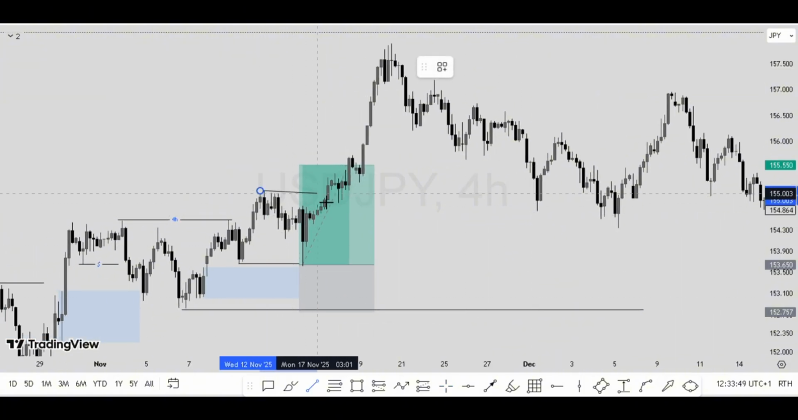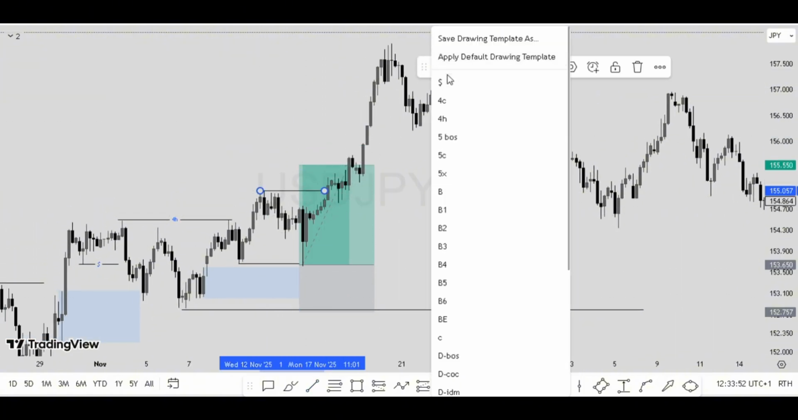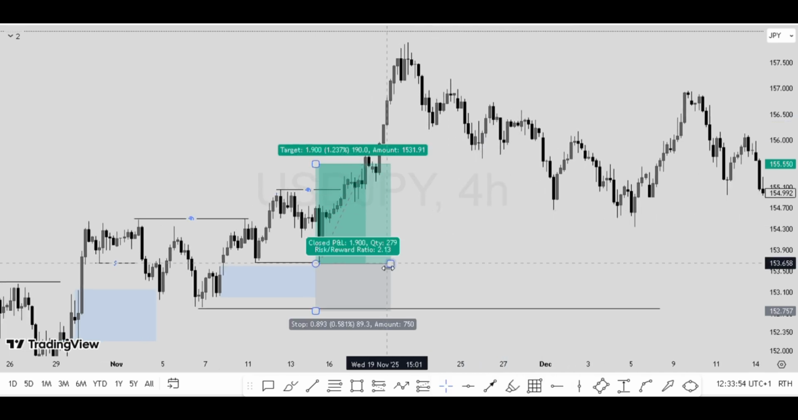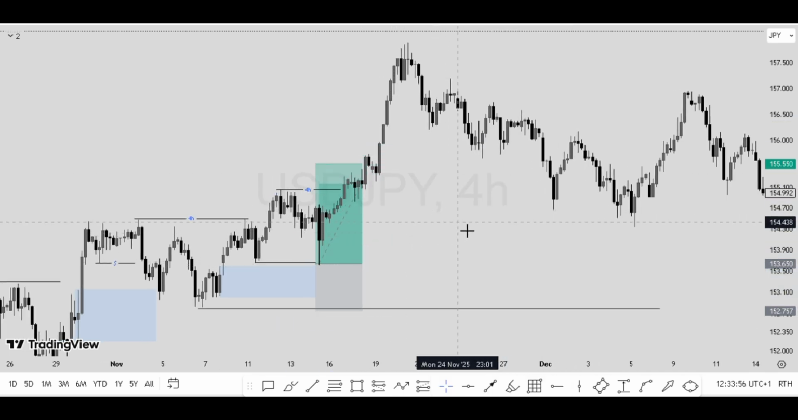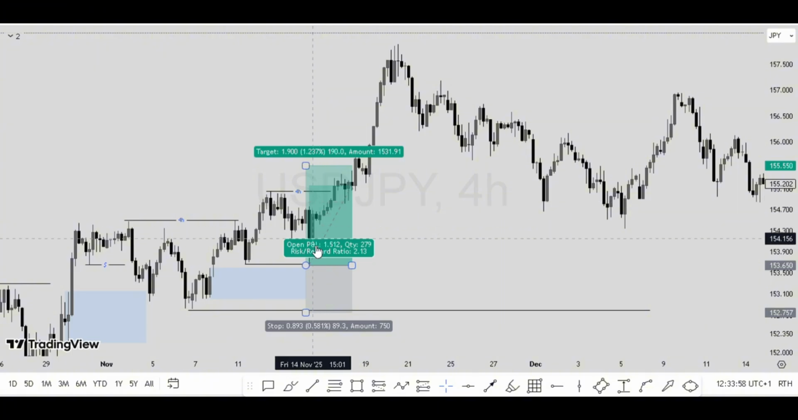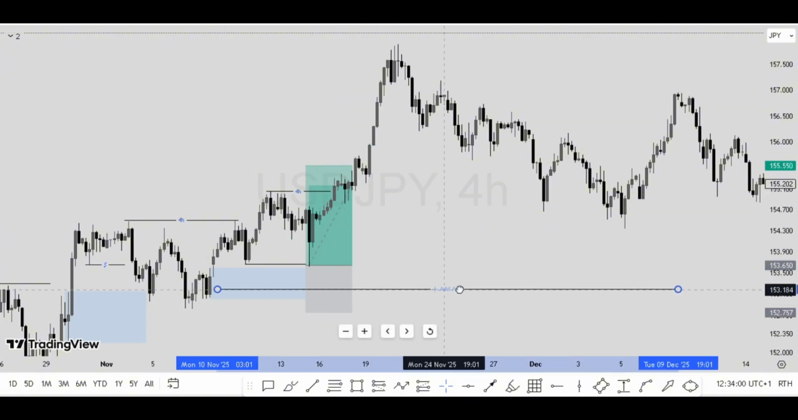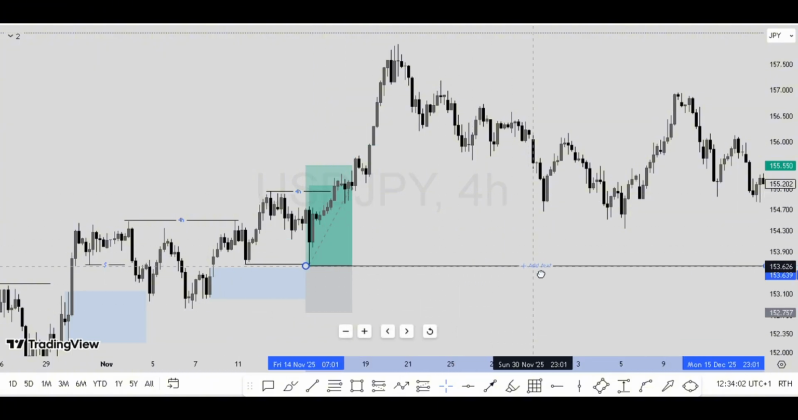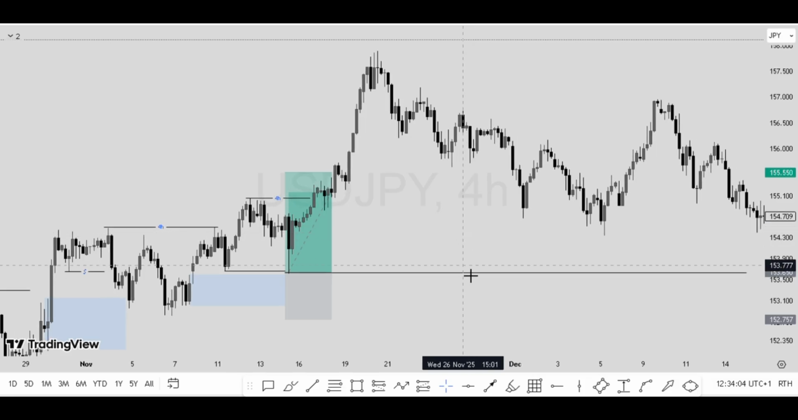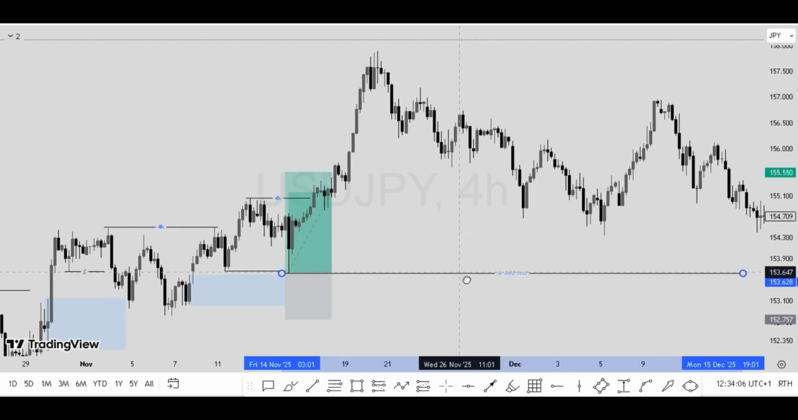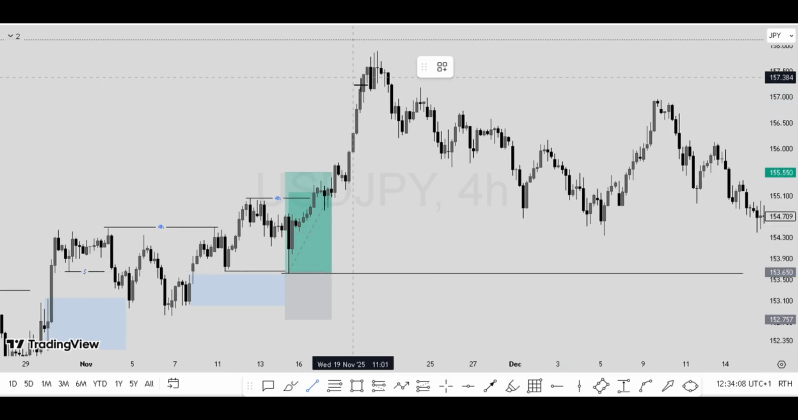This break of structure again. It's very simple. It's not that difficult. You just need to have the right mind, right perspective, and look at this. This is going to be our new low. As you can see, this is going to be our new low. Where is our inducement? Our inducement will be here.